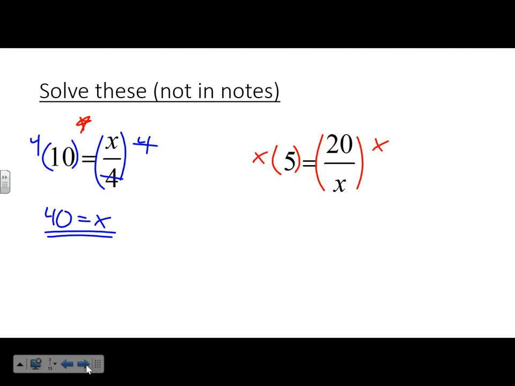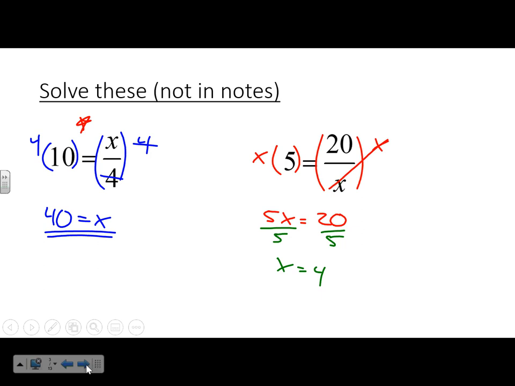Now, it doesn't seem like that helps us because it doesn't really get us much closer to getting the x all by itself. However, the thing it does is we don't have it by itself, but now we have something we are familiar with. Now we just divide both sides by 5. We get x is equal to 4.